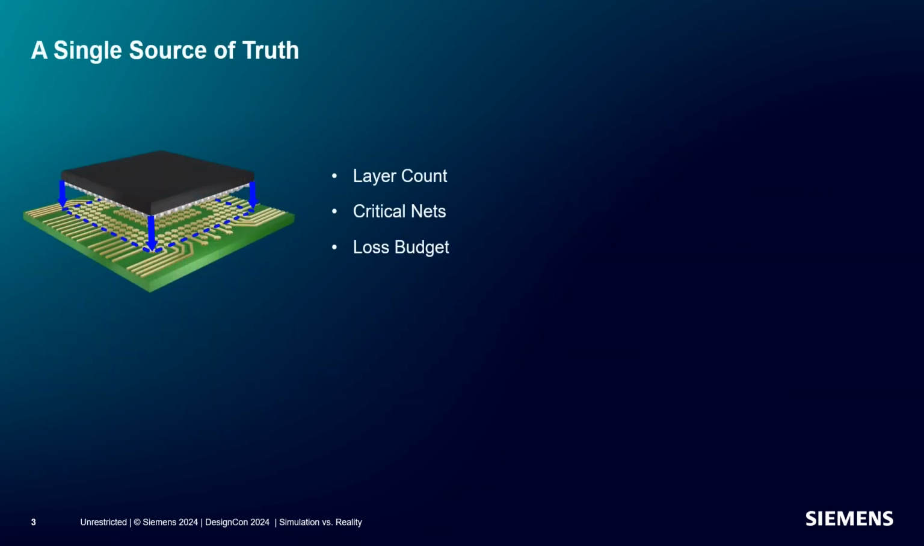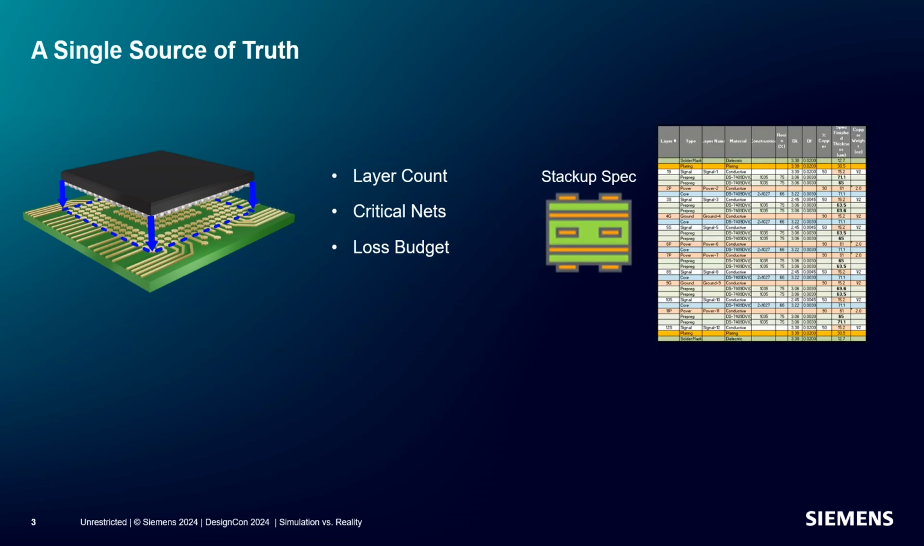But before we start with our simulations, we need to develop what we call a single source of truth. This starts immediately after part selection is complete, and it's generally driven by your most dense array. This will dictate your overall layer count and determine which layers contain critical nets and just generally build your overall loss budget. This single source of truth exists as what we refer to as a spec stackup.